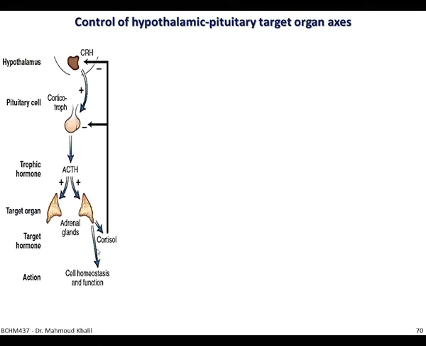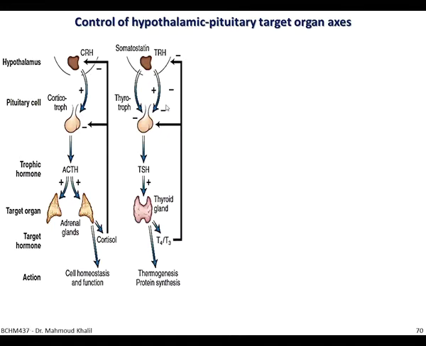Of course, when its action is terminated, the cortisol itself will provide a negative feedback on two levels. It will negatively regulate the anterior pituitary, as well as negatively regulate the CRH.